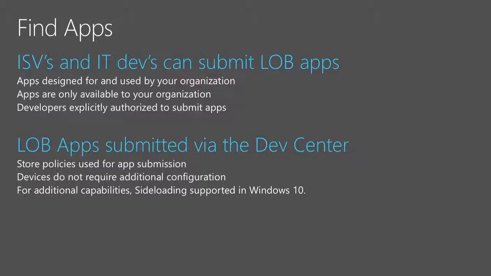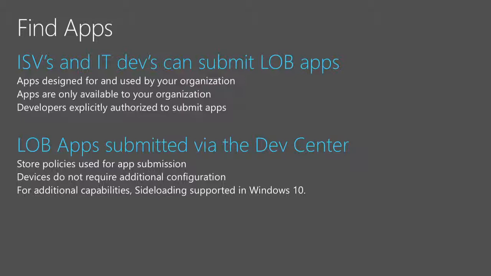One of the nice parts about submitting an application through the Dev Center, specifically for line of business, is that your apps don't require any additional configuration. If you're familiar with the side loading story in Windows 8.1, you had to configure those devices to work with those applications, both on phone and the desktop SKUs. When you submit an app through the LOB process, that app is trusted, and you don't have to do any additional device configuration for that.